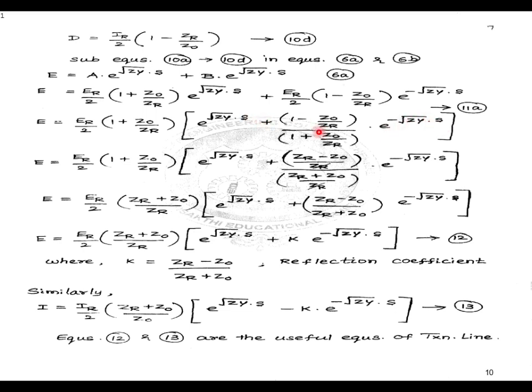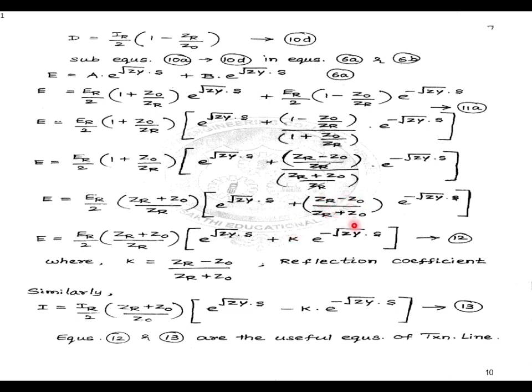If you cross multiply this by ZR, you get ZR minus Z0 divided by ZR plus Z0. This ZR and ZR get cancelled. So we get ER divided by 2 into ZR plus Z0 divided by ZR into e power root of ZY into S plus ZR minus Z0 divided by ZR plus Z0 into e power minus root of ZY into S. We write this as K, because K is the reflection coefficient. So the reflection coefficient is ZR minus Z0 divided by ZR plus Z0.